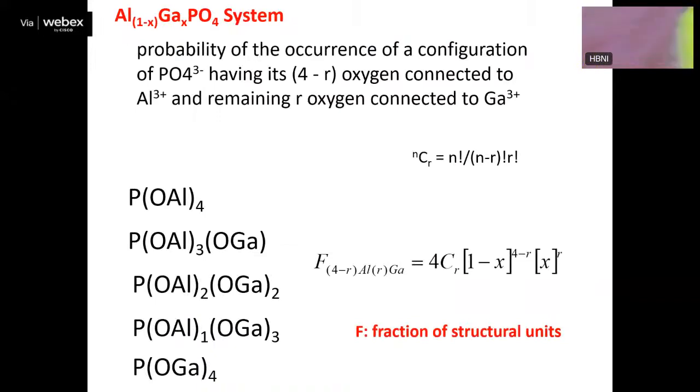In fact, you can apply binomial expressions which are available to calculate. This problem I will do in the class, probably in the next class, using this formula. By using a binomial expression, we can calculate how many phosphorus are there with 1 gallium and 3 aluminium, 2 gallium, 2 aluminium, 3 gallium, 1 aluminium, and 4 gallium.